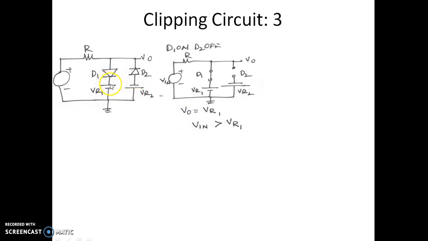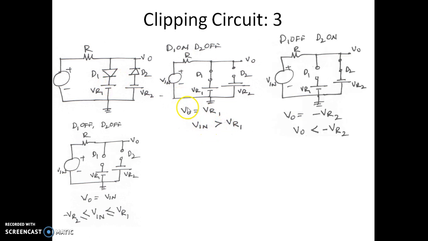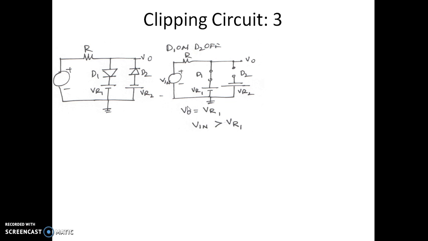You can see now the voltage at the N terminal of the diode D1 is plus VR1. So if this diode has to turn on during the positive half cycle, the voltage at the P terminal of D1 should be more than this VR1. So when the input voltage is more than VR1 during the positive half cycle, this diode D1 will conduct. Anything less than that, the diode D1 is also off. Why is D2 off? Because D2 is already reverse biased.